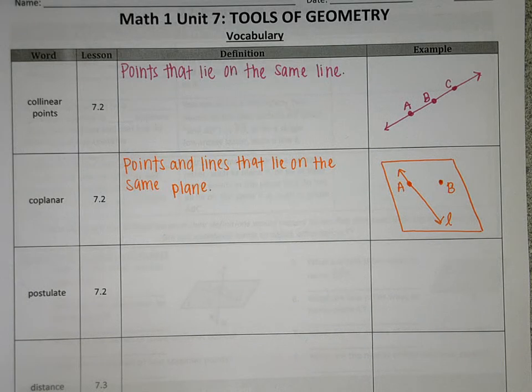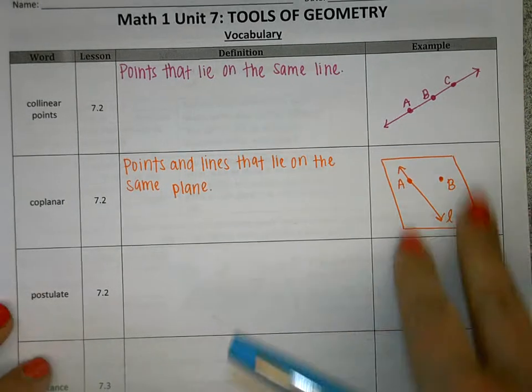Is this familiar to you guys at all? Points, lines, and planes? It's all brand new? Okay, so we're going to define those things in just a second, but I want to get through this first.